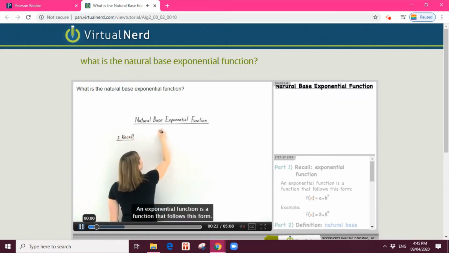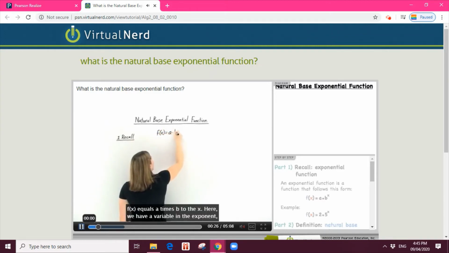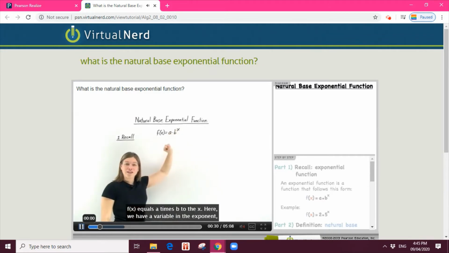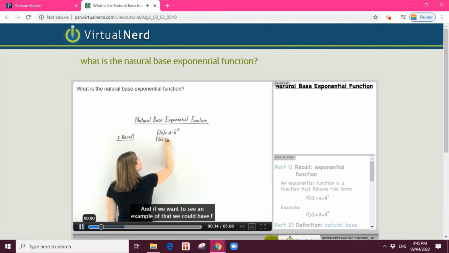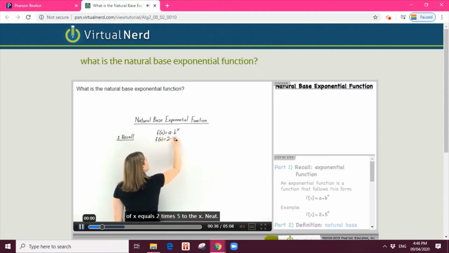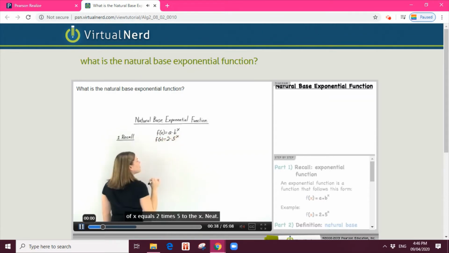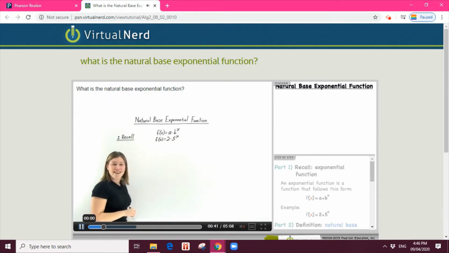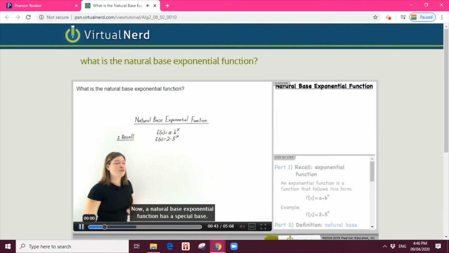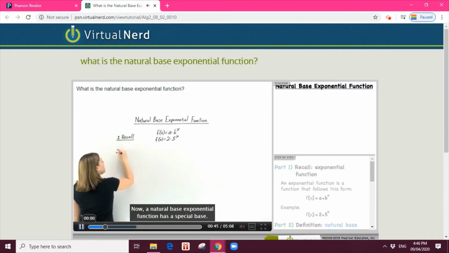An exponential function is a function that follows this form: f of x equals a times b to the x. Here we have a variable in the exponent, so we have an exponential function. And if we want to see an example of that, we could have f of x equals 2 times 5 to the x. Neat.